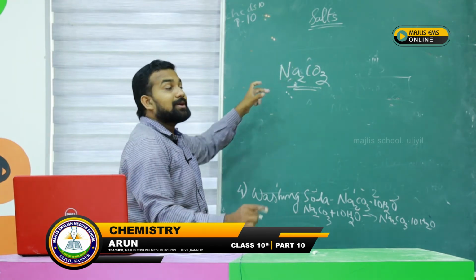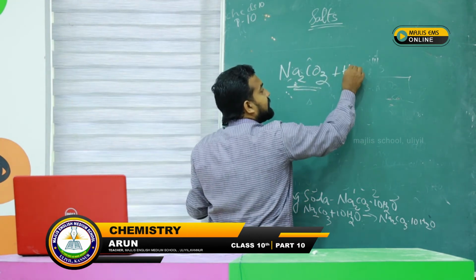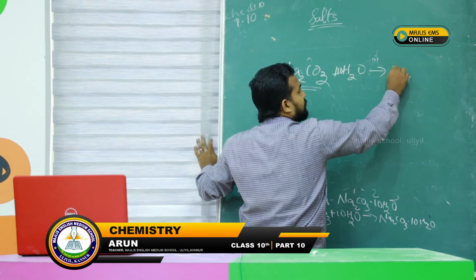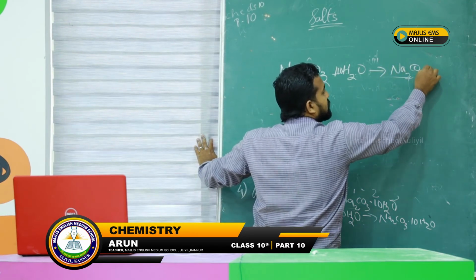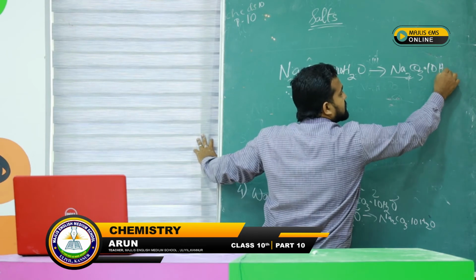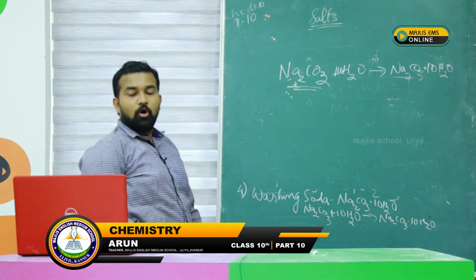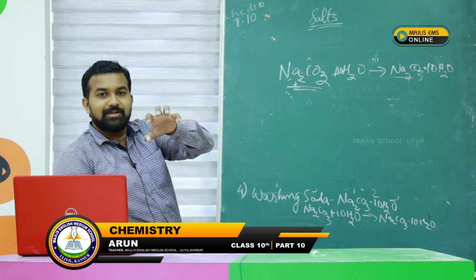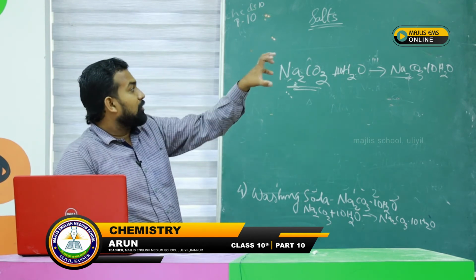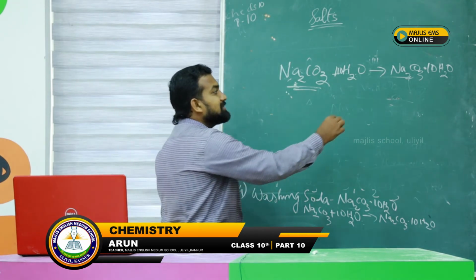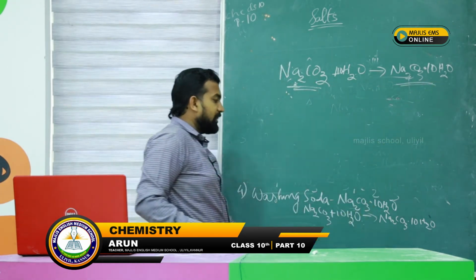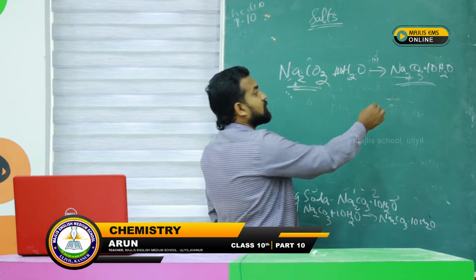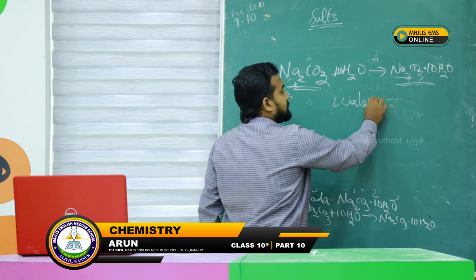So that sodium carbonate, when it is combined with 10 molecules of water, the molecules of water will be present over the sodium carbonate molecules. 10 water molecules will be present on the sodium carbonate molecules, and this is washing soda, Na2CO3·10H2O. And this ·10H2O is called water of crystallization.